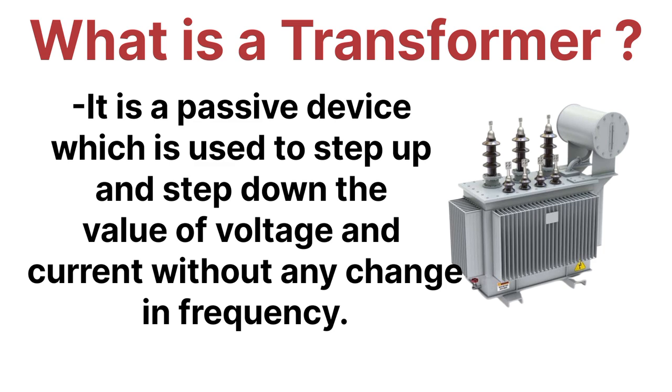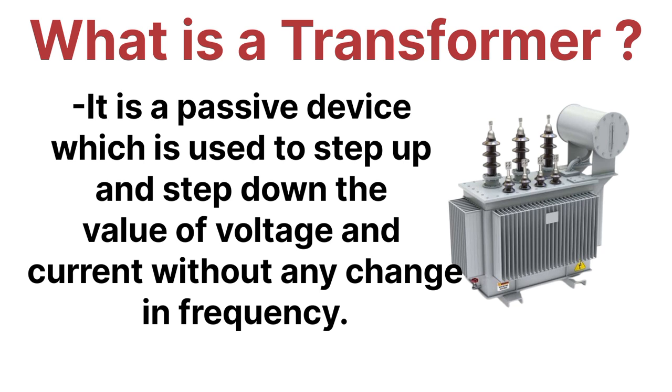A transformer is generally used to step up and step down the value of current and voltage at the output of the transformer, without any change in the frequency. The voltage may change or the current may change, but the frequency will always remain constant at the output section of the transformer. It is used to step up, that means to increase, or step down, that means to decrease, the value of current and voltage at the output of the transformer. So this is the basic concept about a transformer.